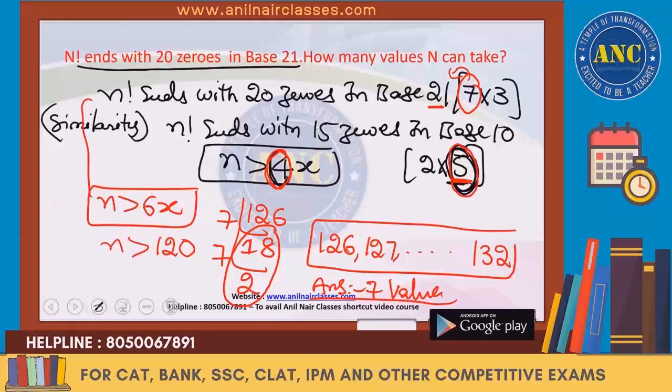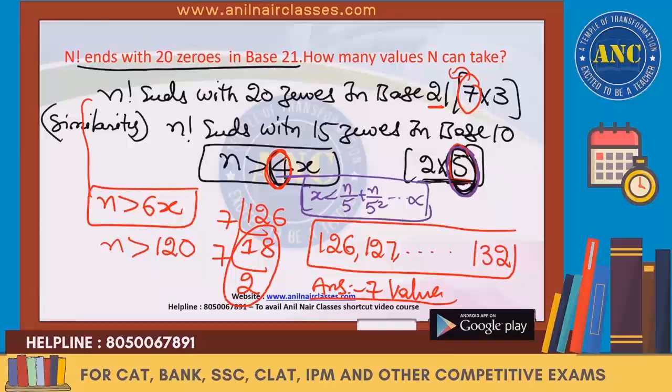The idea is you don't need to convert it. N factorial ends with 15 zeros in base system 10. Base system 10 is 2 into 5. Because it is 2 into 5, the powers of 5 are smaller than the powers of 2. So what did I do? How did I get this 4 by x? I did it as x is less than n by 5, n by 5 square, and so on up to infinite. That is where I did it.